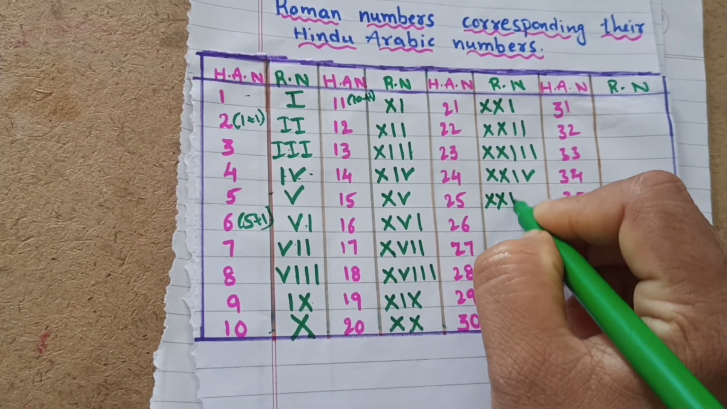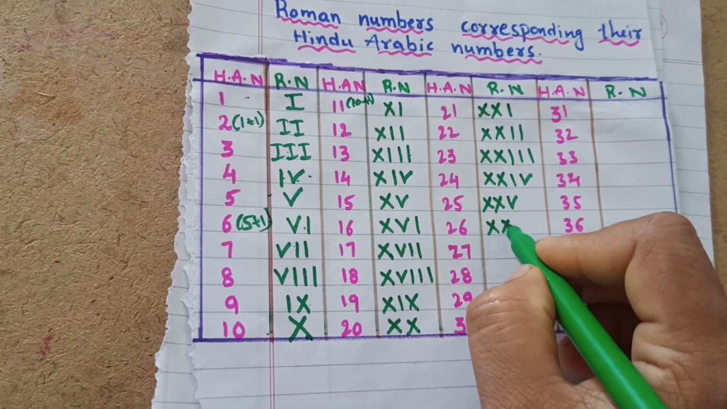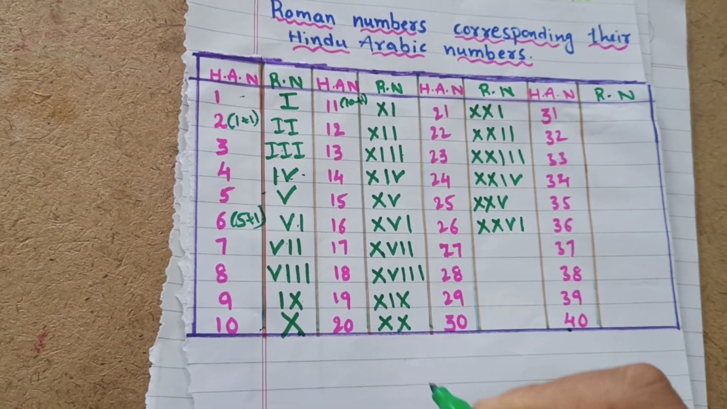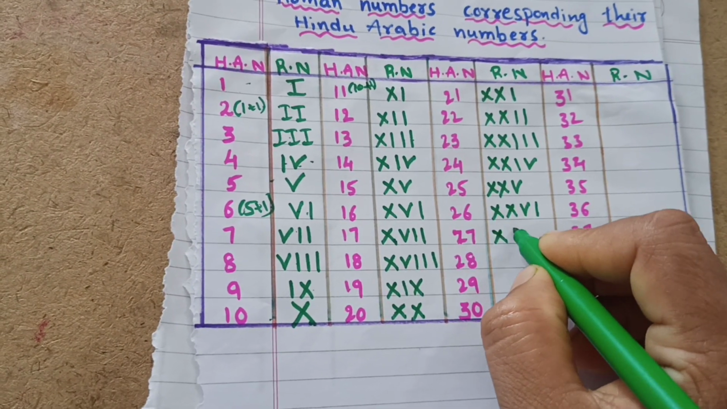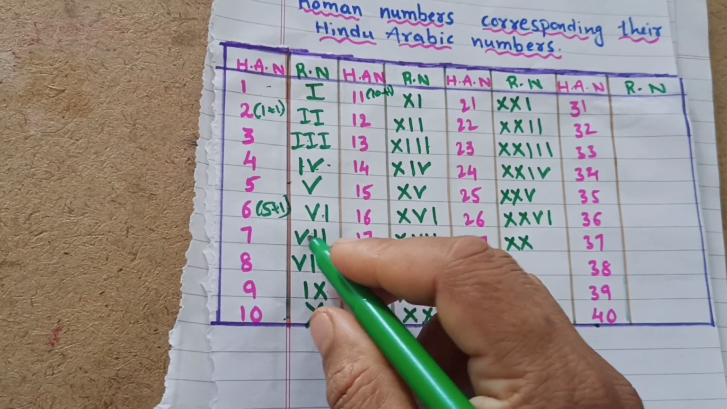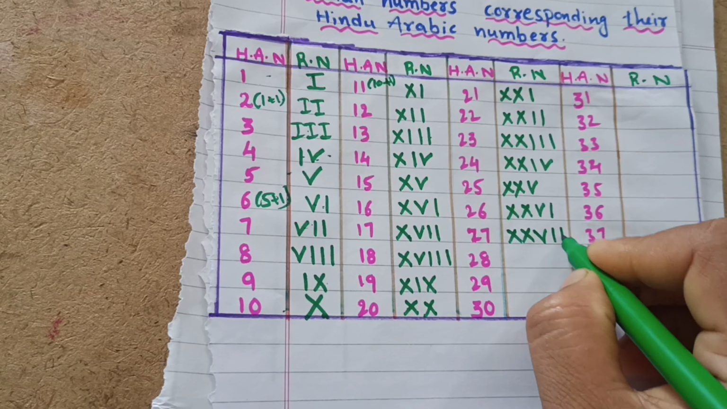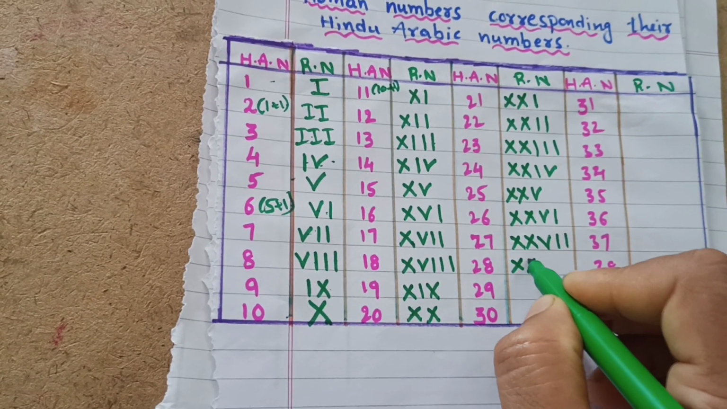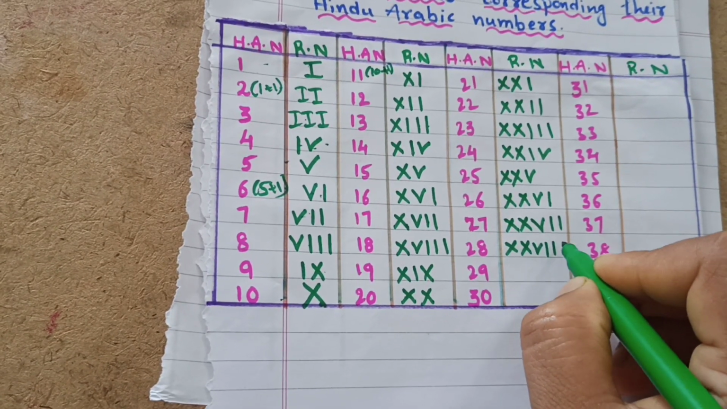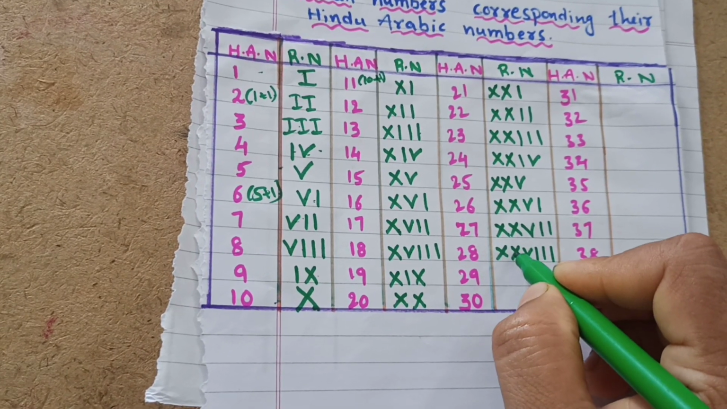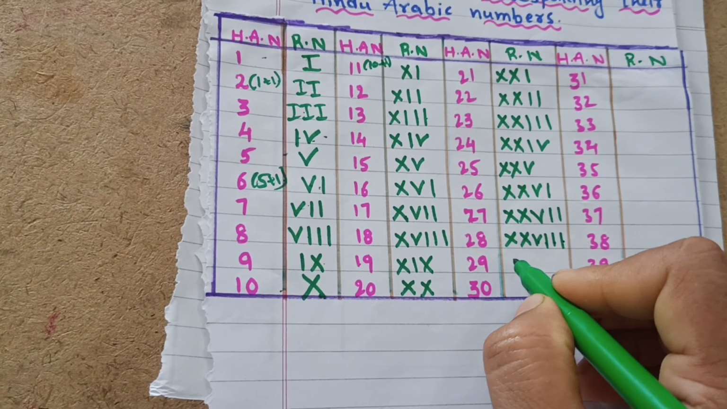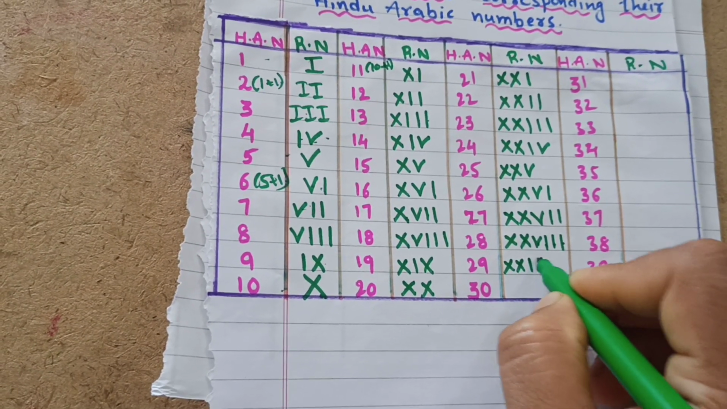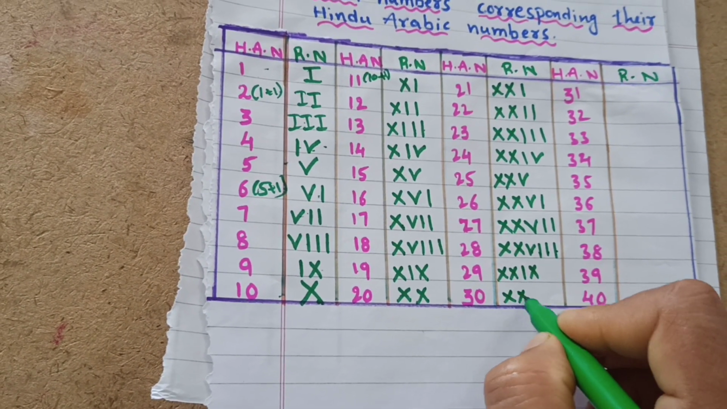25, 20 plus 5. 26, 20 plus VI means XXVI. 27, 20 plus 7, we can write VII. 28, XXVIII. 10 plus 10, 20, 25, 26, 27, 28 like that. Now 29, XXIX. 30, 3 times X.